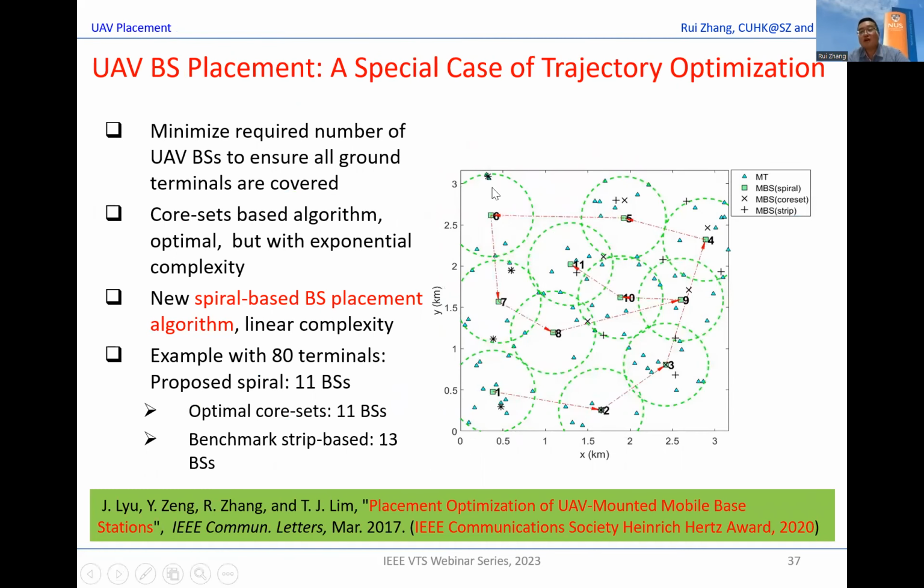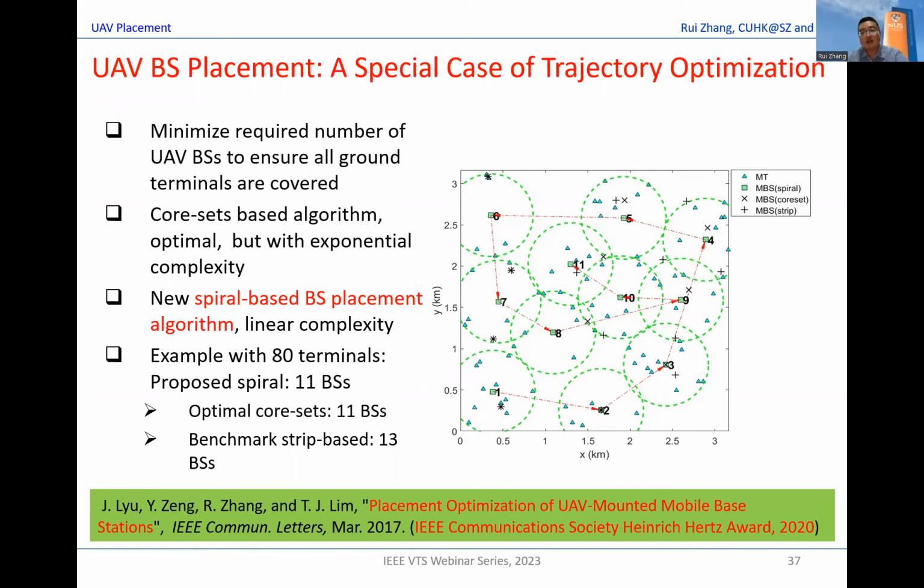Here I just want to point out that this UAV trajectory optimization problem can also be formulated as a special case, which is called the UAV placement problem. The idea usually is we place some fixed UAV base stations over a given area such that all the users on the ground can be supported. You can consider this a special case of trajectory optimization, when you only deploy the UAV locations but do not change them over time; you don't need the trajectory design, just the initial placement optimization.